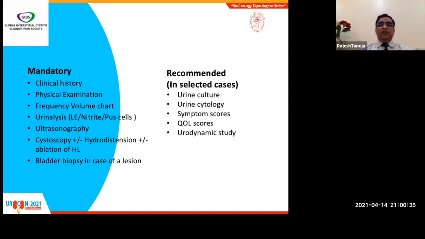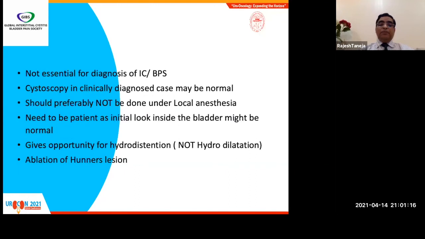Cystoscopy, again, we must have an opportunity to look and exclude serious diseases, and bladder biopsy has to be taken. If there are any of the signs of infection on routine analysis, culture can be done. Or if there is a reason, we can do a cytology. Symptom scorings and quality of life scoring should be done, especially if you are doing an academic exercise. Urodynamics is rarely indicated in bladder pain syndrome.